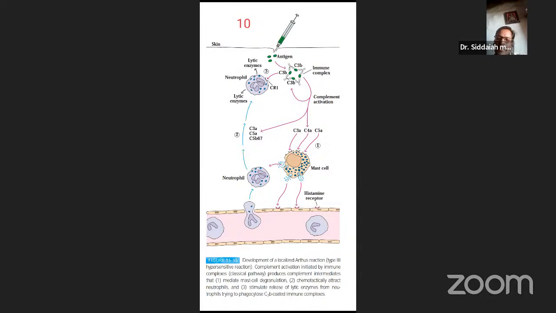This type of reaction not only eliminates the immune complexes, in that process the tissue is also damaged. If the immune complex is in our brain, the neutrophil goes and releases lytic enzymes. In the process of eliminating the immune complex, the tissue is also damaged. That damage of tissue is called hypersensitivity third reaction.